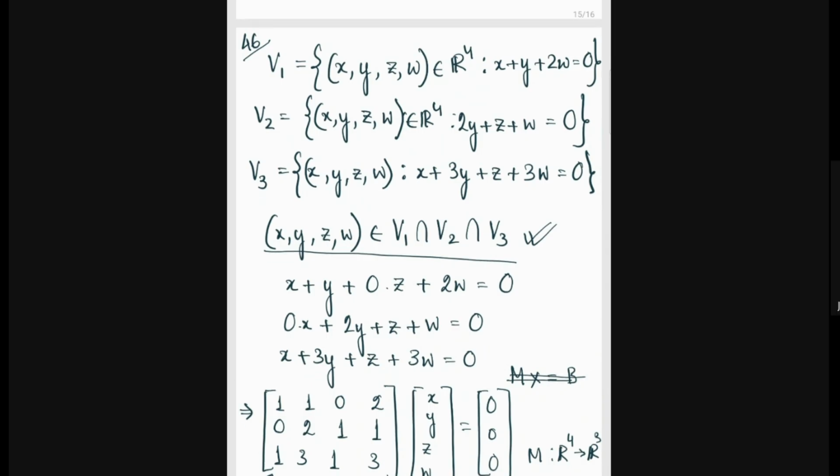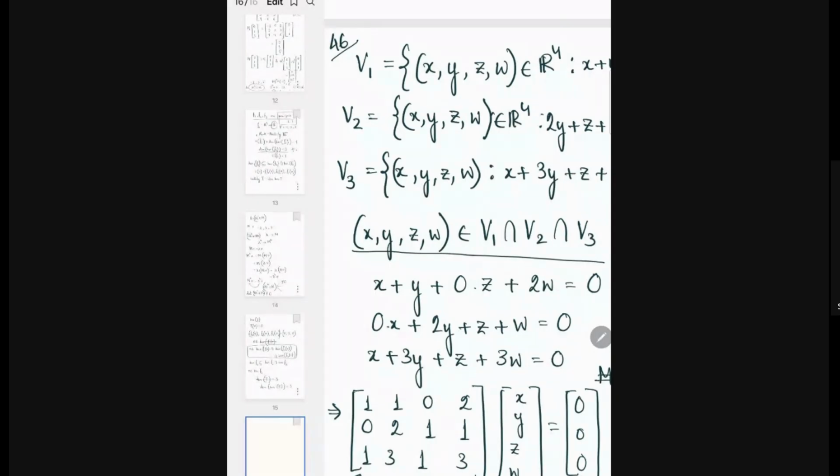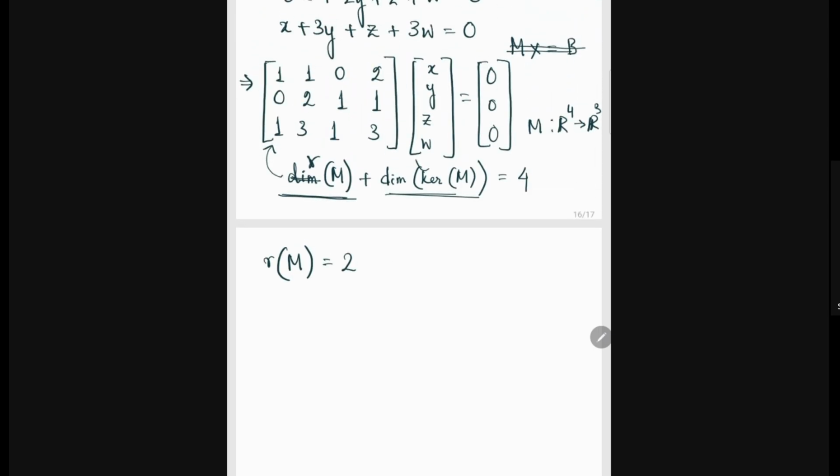Yes, ma'am. So what is the rank of M? 2, ma'am. Rank of M is 2. If you do the row reduced form, you will get that rank of M is 2. So from the rank nullity theorem, our dimension of V1 intersection V2 intersection V3 is 4 minus 2, that is 2.